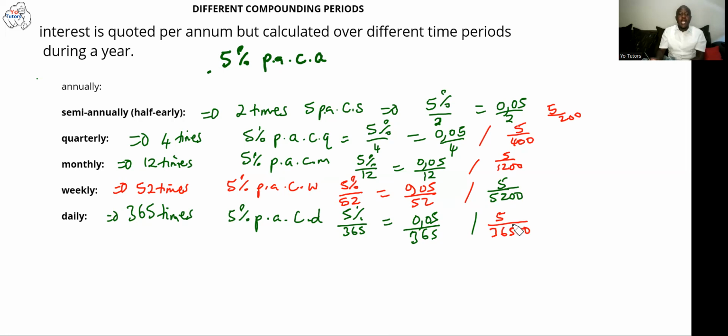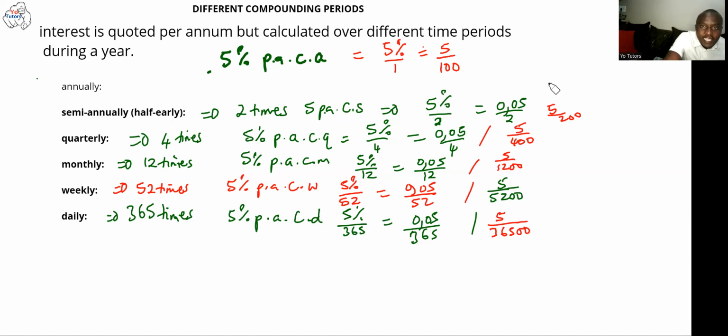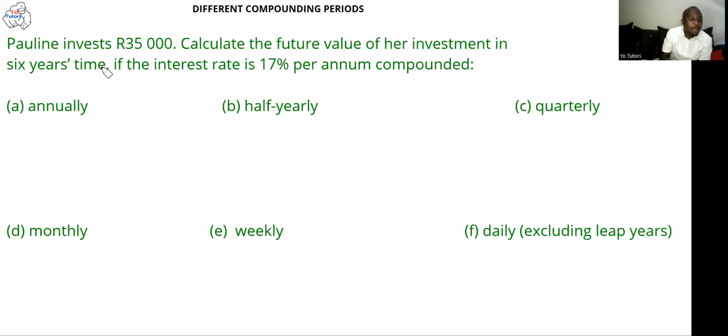Now because annually it's just 5% over 1, which is just 5%. And if you want to put it as a percentage over 100, it's going to be 5 over 100. Now that we have the 2 here, it's going to be 200. We also have the 4 there, then it's going to be 500. Okay, so now let's see if we can attempt some questions here.